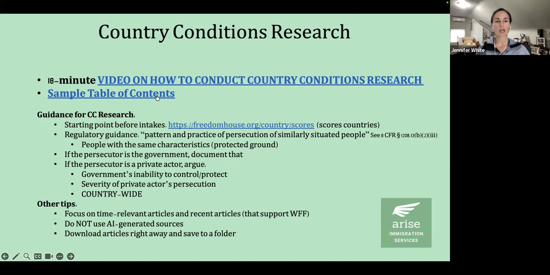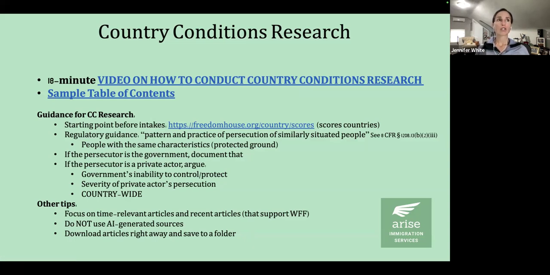And then this is a redacted sample table of contents. The way we do it is we do an annotated table of contents. So we pull out helpful quotes from our sources that corroborate not only the client's factual claim, but also the elements that we're trying to prove. So here's some practical tips for you.